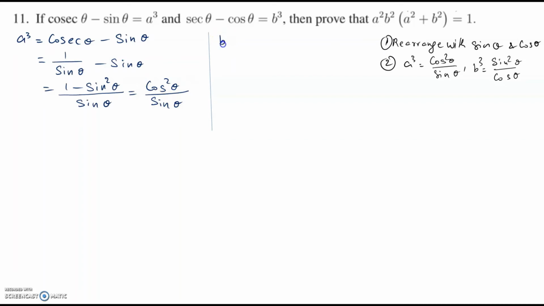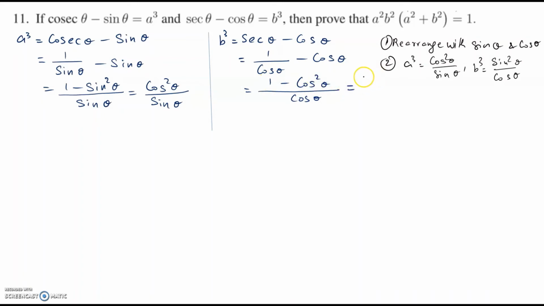Similarly, our b cube is equal to secant theta minus cos theta. Therefore, this is equal to 1 by cos theta minus cos theta, since secant theta is 1 by cos theta. So further taking cos theta as the denominator, you get 1 minus cos squared theta, and 1 minus cos squared theta is sin squared theta. So it's sin squared theta divided by cos theta.